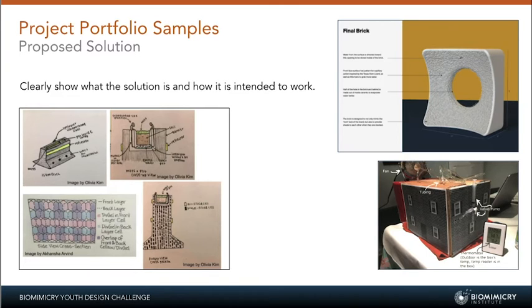And now in communicating what that final proposed solution is, we're looking for drawings, diagrams, illustrations, photographs of models that clearly show what the solution is and how it is intended to work. So drawings or diagrams with labels that call out different parts, and multiple views, can all be really useful and helpful. Physical models, even if they're just built out of cardboard, are also very helpful.